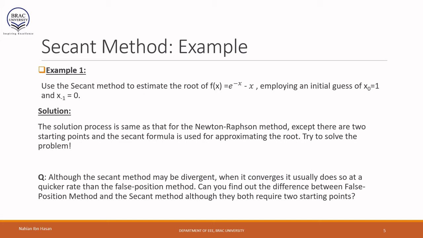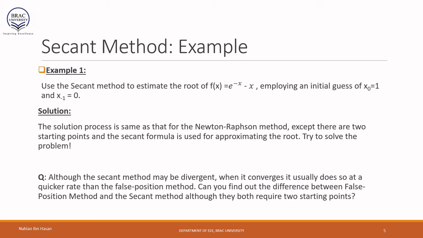One thing you should remember is that although the second method is an open method like the Newton-Raphson method, whenever it converges, it usually does so at a quicker rate than the false position method and other bracketing methods. So the Newton-Raphson method and the second method are both more favorable than the bracketing methods.